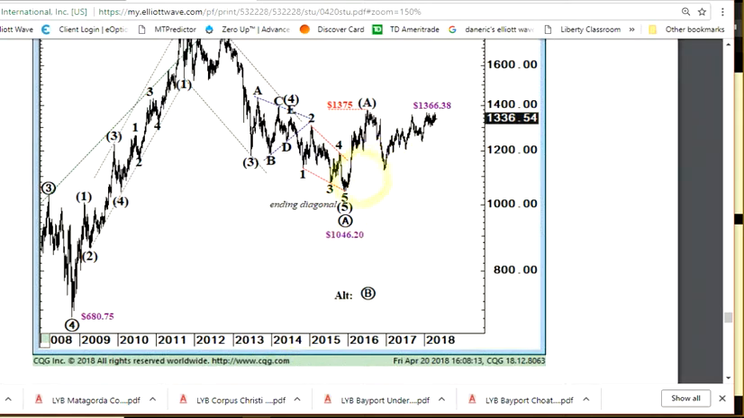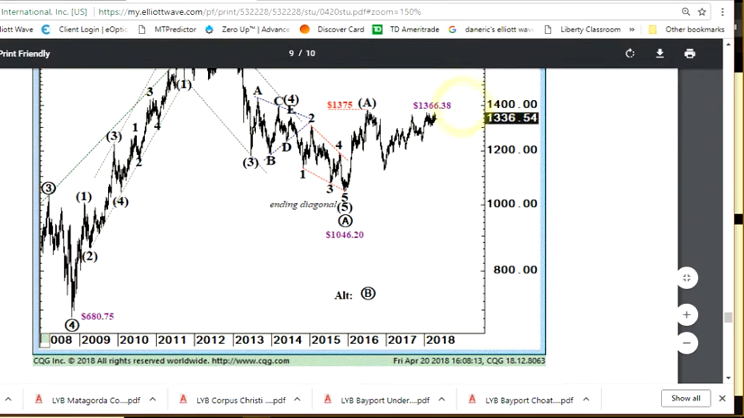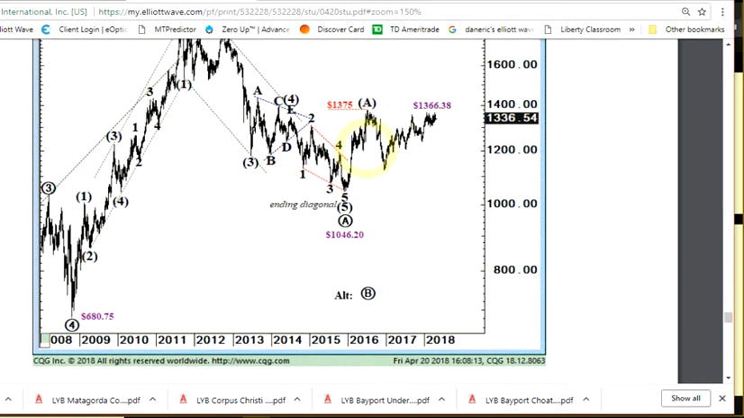Now, it may seem unbelievable that that could actually happen, but that's just what the chart is showing us at this moment. I mean, it could change. A better pattern could emerge, and we may have to change our forecast. But that's what it looks like right now.